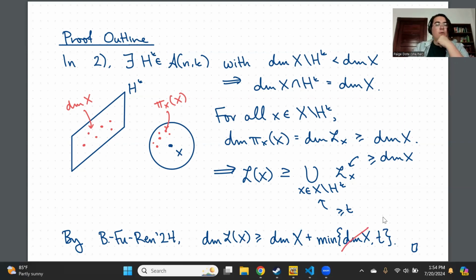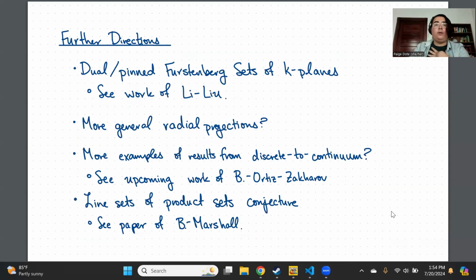This is the rough proof outline of what we did, but I find it very fascinating that we were able to conjecture this result, and conjecture different tools that we would need to get this result, purely based off of the discrete geometric examples. So let's talk about some further directions this research can go in.